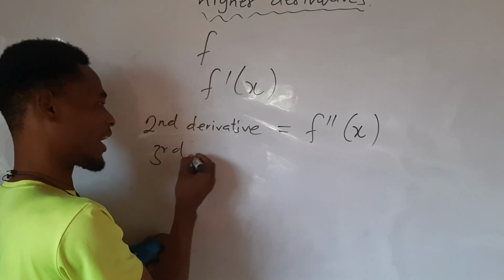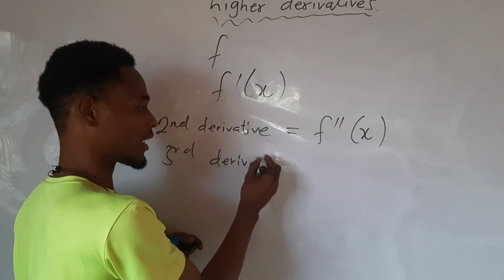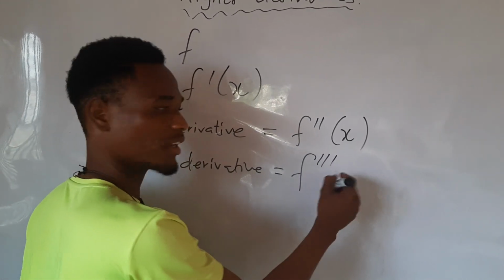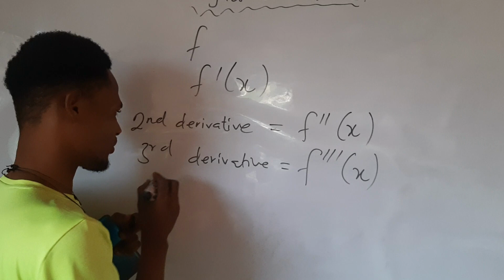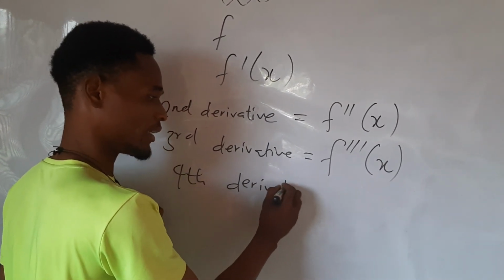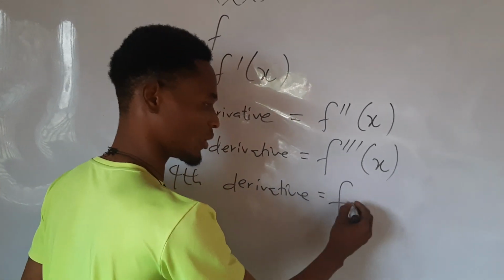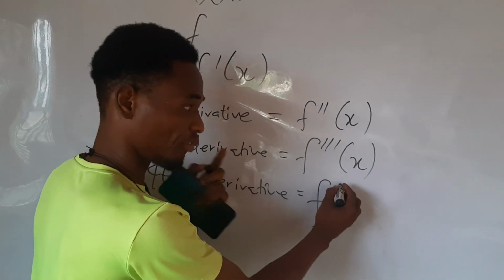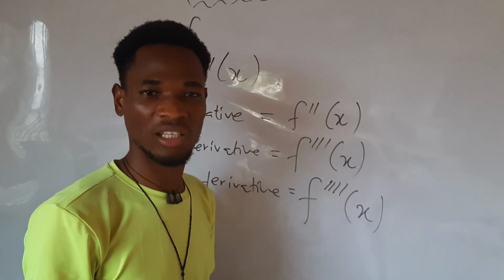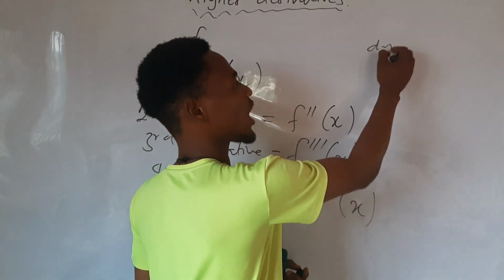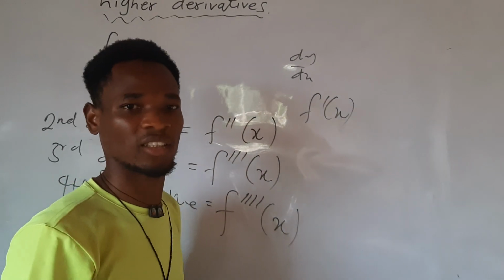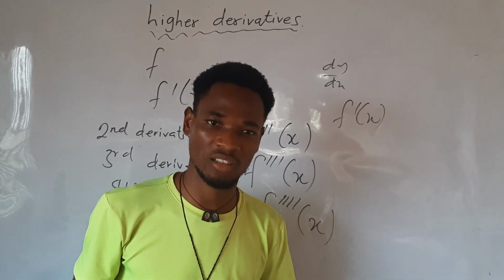Now, the third differential, or the third derivative, becomes f with 1, 2, 3 strokes, bracket x. The fourth derivative will be f with 4 strokes, 1, 2, 3, 4, bracket x. So that is all. Either use dy over dx, or you can use f prime x. Let's consider examples to understand it.